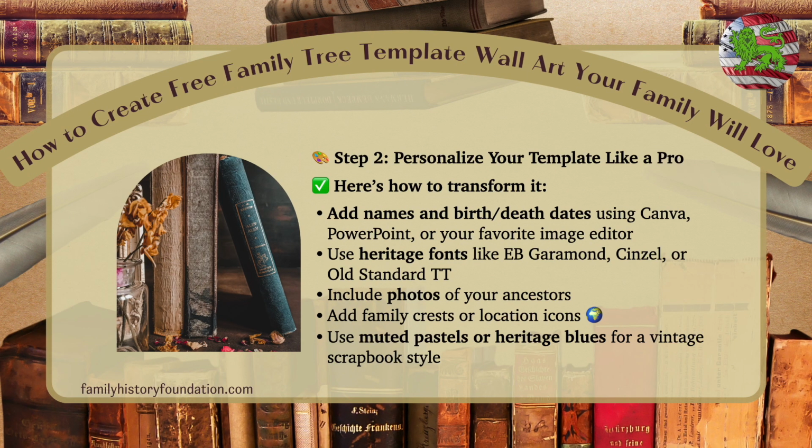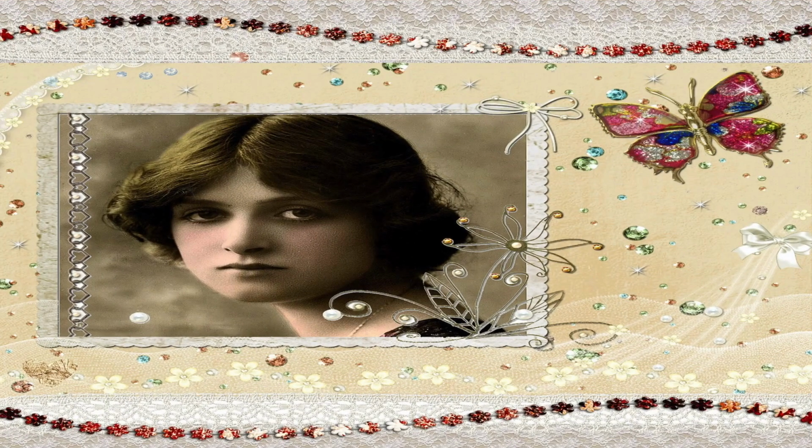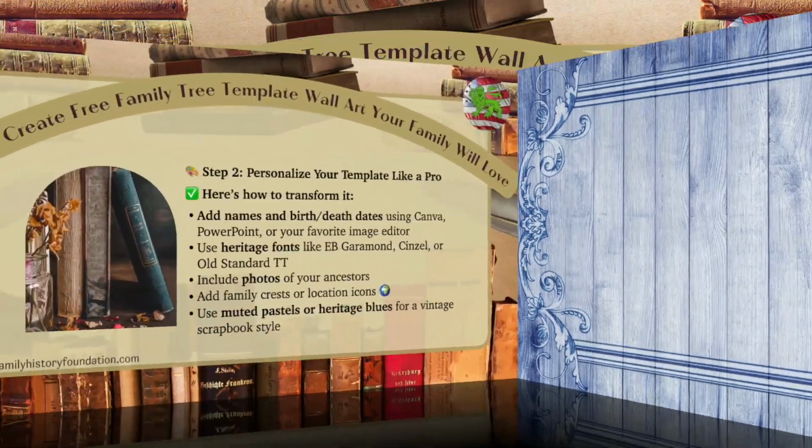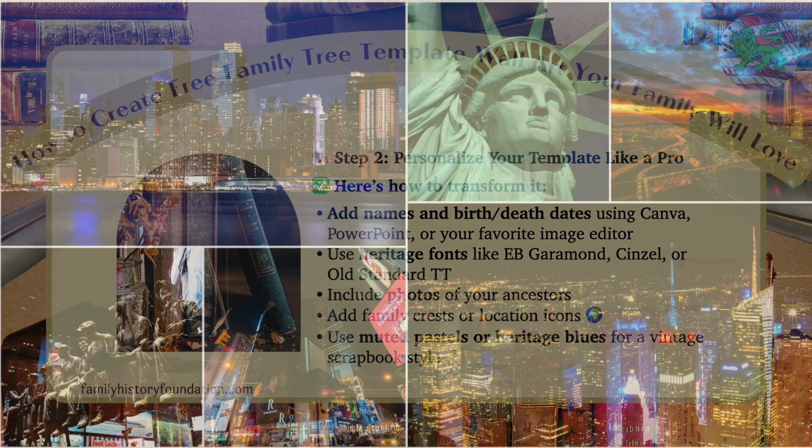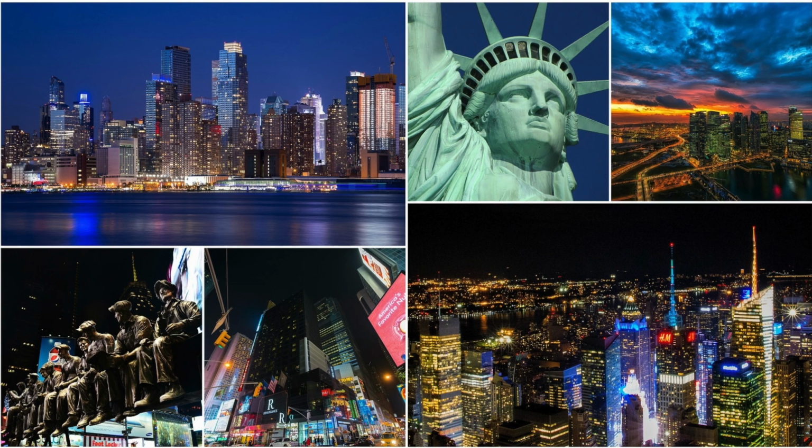And like the heritage fonts, maybe you want to use heritage colors, okay? Like muted pastels, or like heritage blues, like blue colors, which creates a vintage scrapbook type style. And really what we're doing here is kind of scrapbooking. You're doing digital scrapbooking, but instead of putting it in a scrapbook, that piece that you're going to create is going to go on your wall. You're going to frame it or put it up there and just look at it.